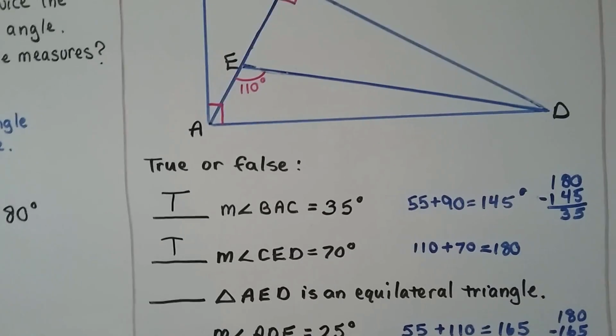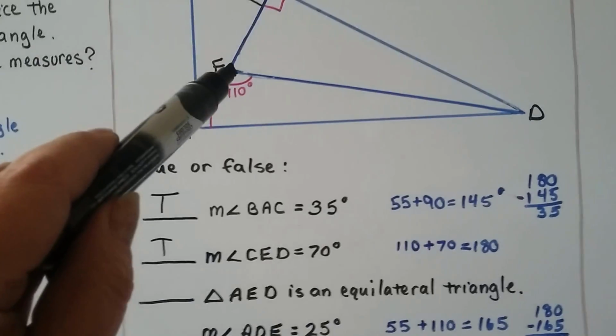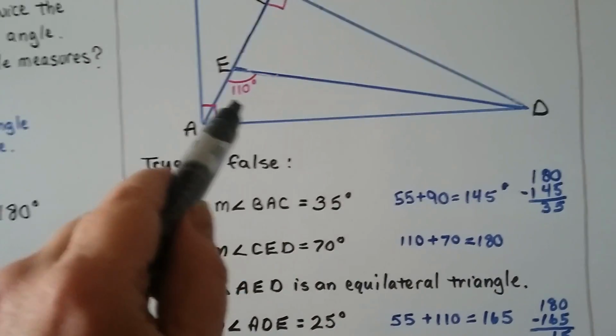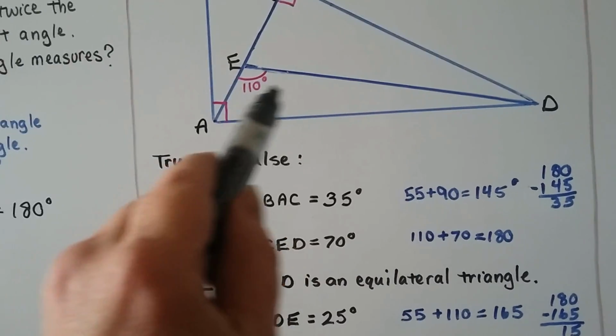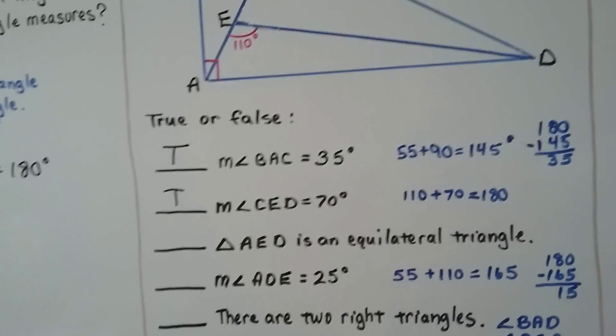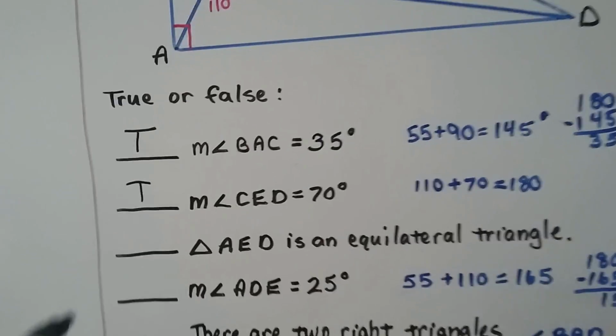How about triangle AED is an equilateral triangle? Let's find triangle AED. AED. Okay, so it's talking about this bottom one here. Is that equilateral? Are all the sides and angles equal? No, this side's way longer than that one. So that one's false. That's not an equilateral triangle there at the bottom.